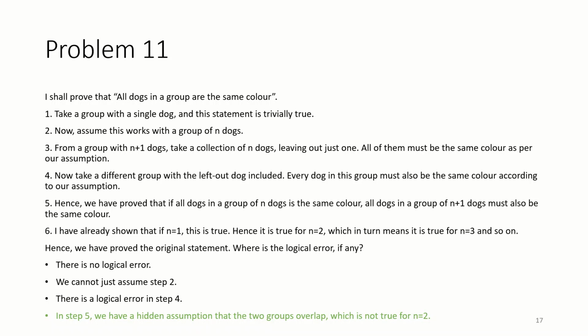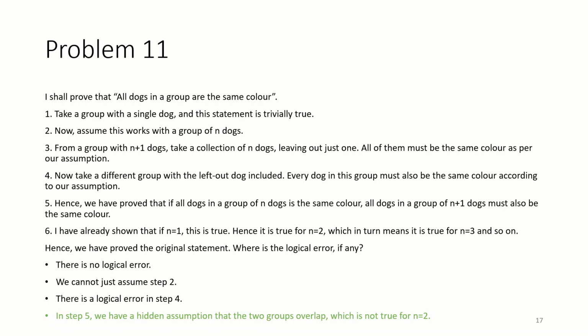So, as you said, in step 5 we have a hidden assumption. For n equal to 2, essentially the two groups overlap, and that's why it's a hidden assumption. It would be logically correct if we had stated the assumption also, but since we are hiding the assumption, that is something that flaws the logic. So the correct answer would be that it hides an assumption, and there are two groups overlapping over here.